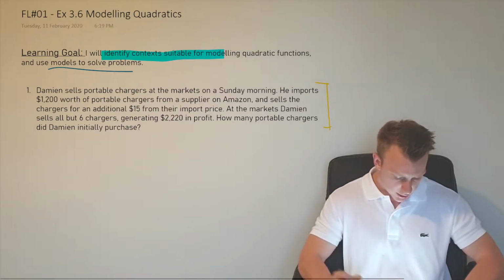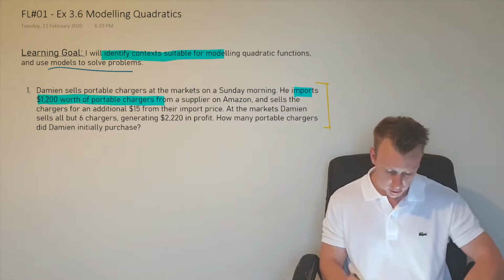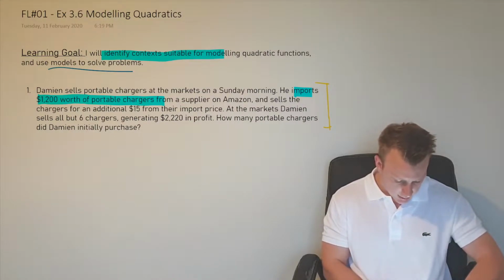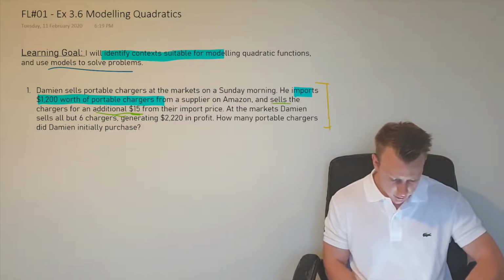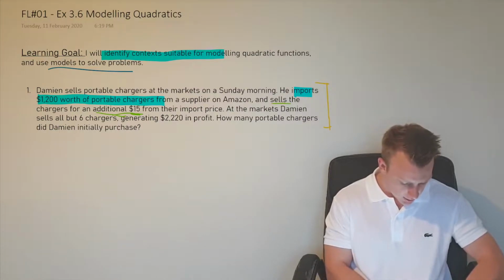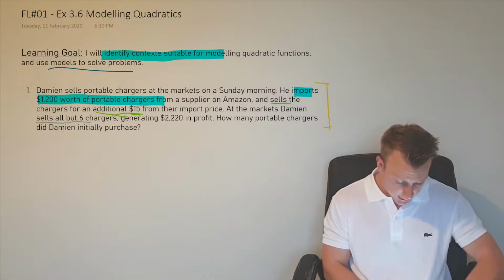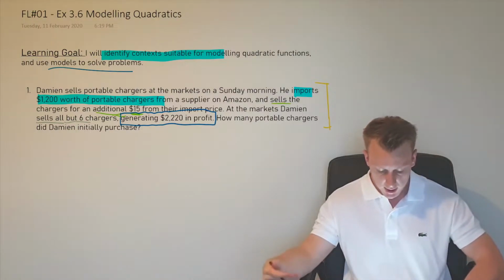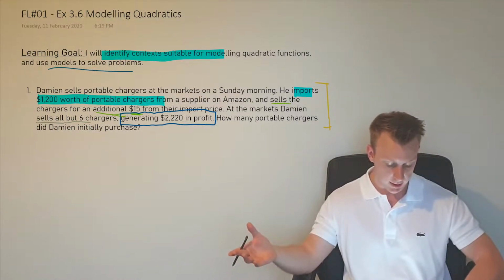Damien sells portable chargers at the market on a Sunday. He imports $12,000 worth of portable chargers. He sells them for an additional $15. At the markets, Damien sold all but 6. So he sells all but 6 chargers, generating this much profit. Okay, that's pretty important. Then the question is, how many portable chargers did Damien initially purchase?